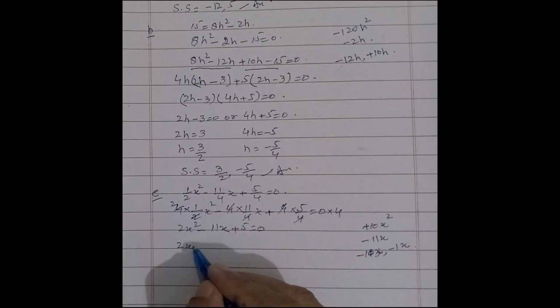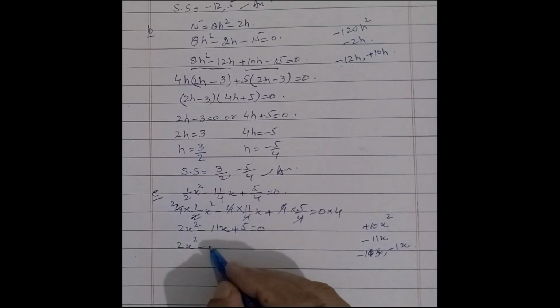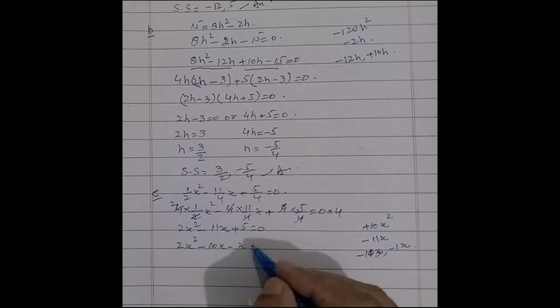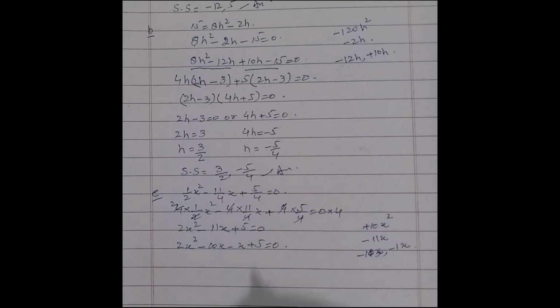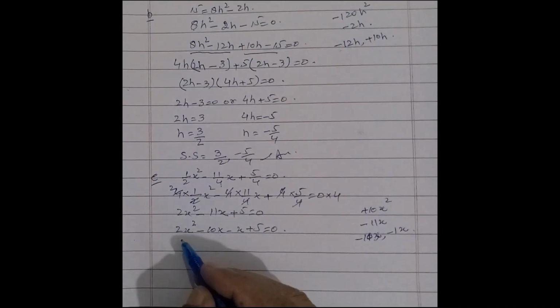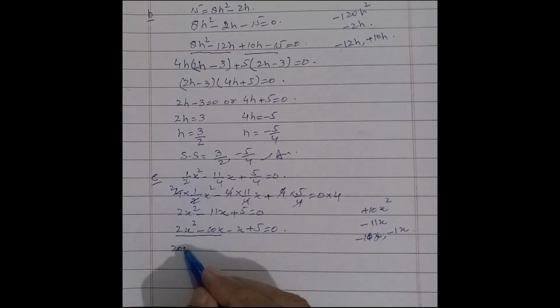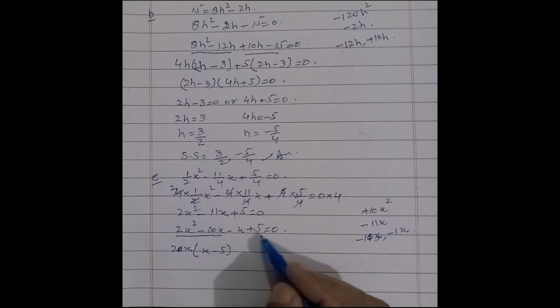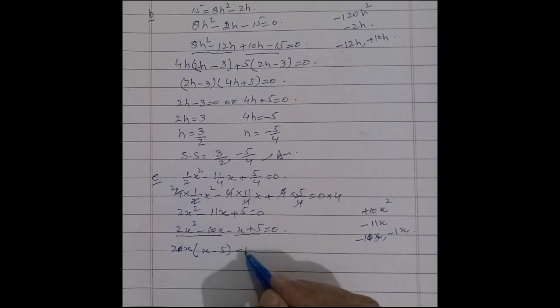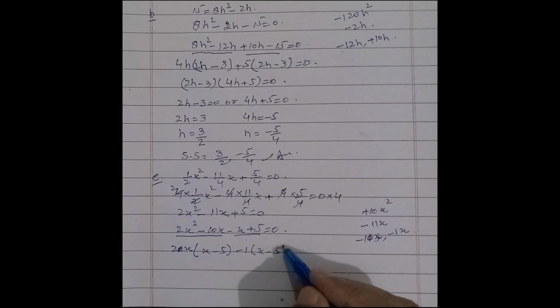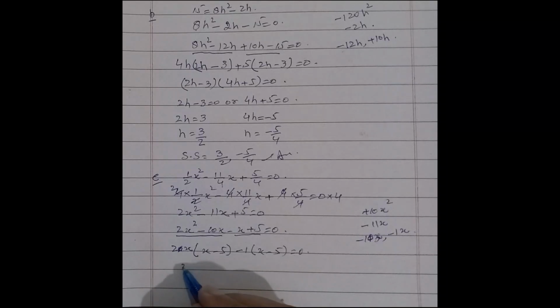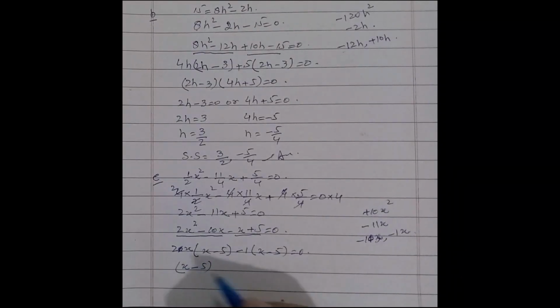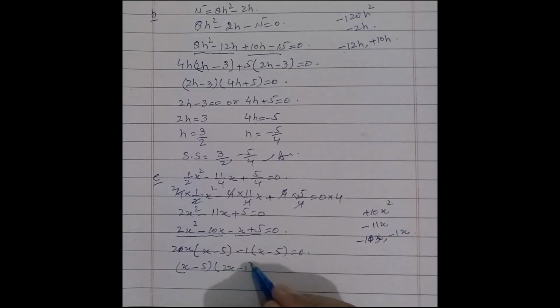So we put the values: 2x square minus 10x minus x plus 5 is equal to 0. Take common 2x, and the remaining is x minus 5, and from the other values we take common minus 1, x minus 5 is equal to 0. Further factorizing, we get x minus 5 common and 2x minus 1 is equal to 0.